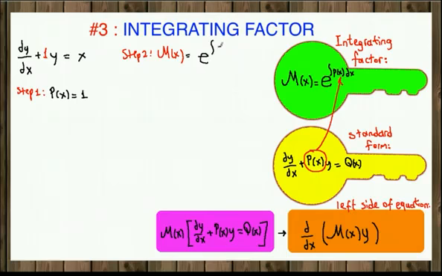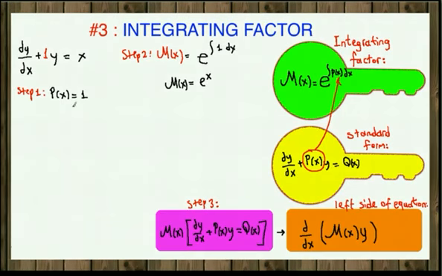Our p of x is 1, so the integral of 1 dx. The integral of 1 with respect to x is x. So our integrating factor is e to the x. Now our step 3. Step 3 is to multiply the whole equation by mu of x. Let's do that. Our integrating factor is e to the x times the original equation, dy/dx plus y equals x.